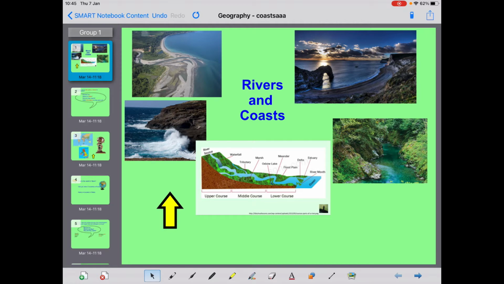So as a little overview to start with, we have some pictures of the coast. So different types of coast that we might see, different features. Rivers and what they might look like. And we also have a diagram of some of the different features of a river, from its source, where it starts, all the way down to where rivers meet the sea or the ocean.